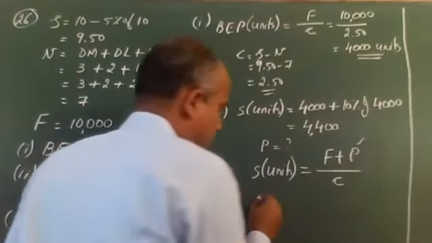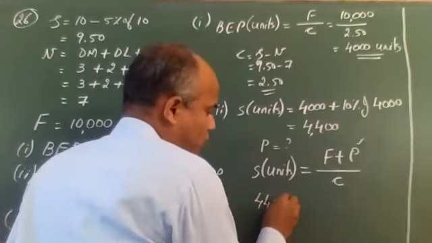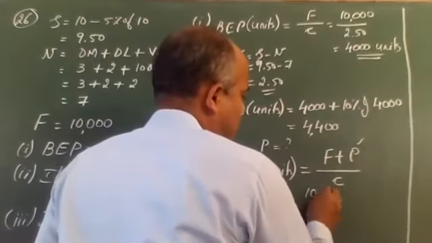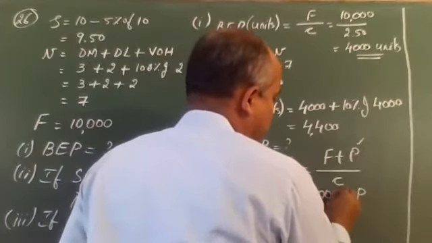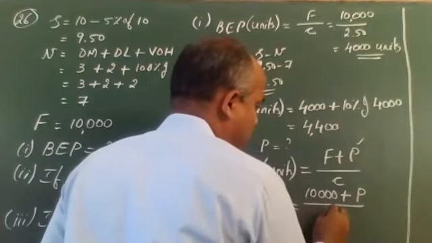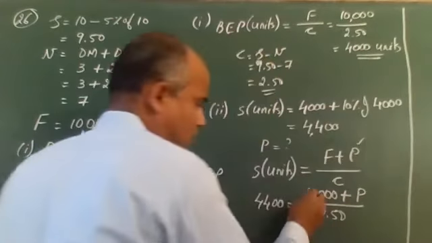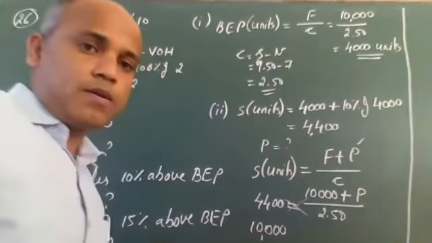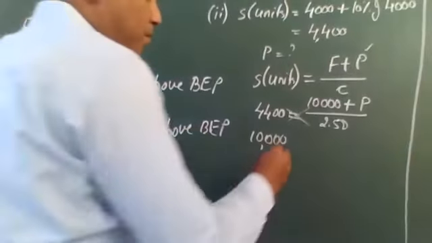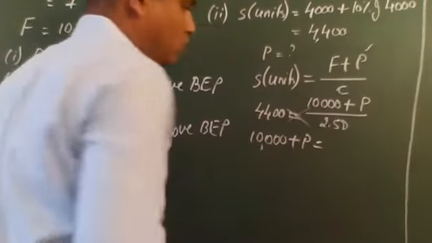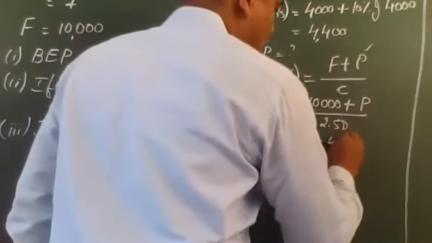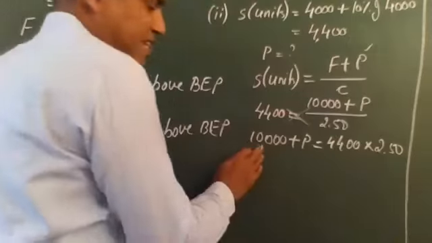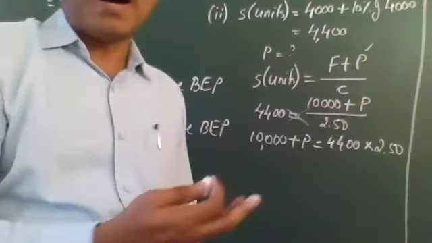So I can see 4,400 units is equal to fixed cost is 10,000 plus profit is a question mark divided by contribution per unit is 0.5. Cross multiplication gives 10,000 plus profit is equal to 4,400 into 2.5. So this plus 10,000 going the other side becomes minus 10,000.